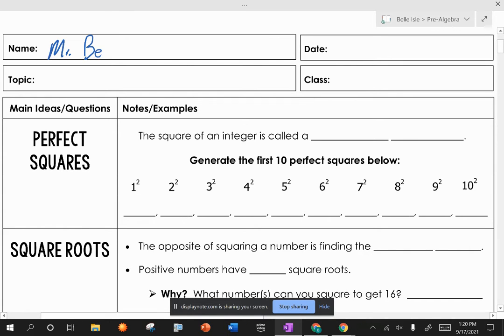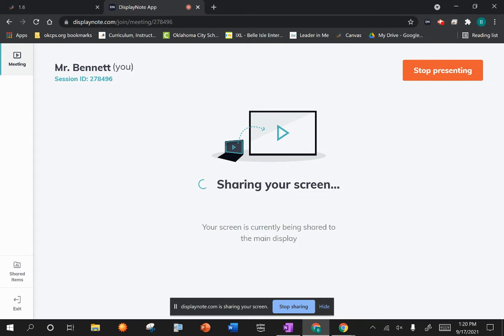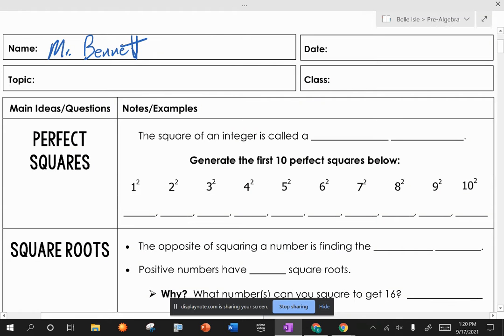Okay, please make sure that you fill in your heading. Okay, today is the 17th. And this is A3.